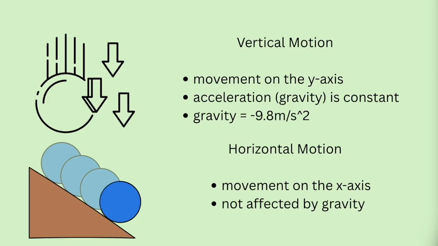For example, when you drop an object, it will keep speeding up as it falls since gravity is continuously pulling it down. Horizontal motion, on the other hand, refers to the left or right movement of an object. Unlike vertical motion, horizontal motion is not affected by gravity. Instead, its acceleration depends on other forces such as applied force from a push, pull, or engines. For example, a rolling ball's speed is determined by the force of the push, while a moving car's speed is dependent on the force the engine gives off.